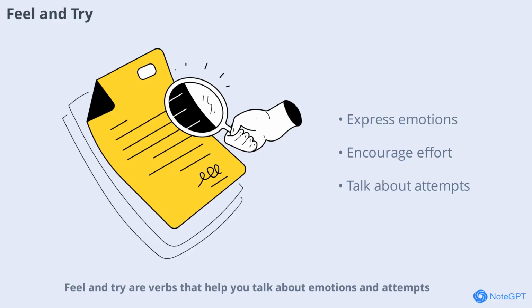Feel and try are verbs that help you talk about emotions and attempts. For example, I feel happy, or try again. These words are important for expressing how you feel and encouraging others to make an effort.